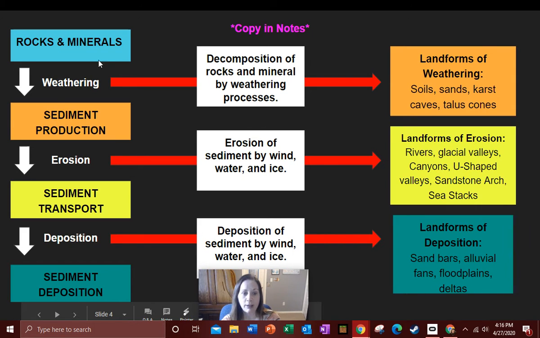So go ahead and copy this chart into your workbook. This will be helpful for you to have as a reference to look back at. When you're done, just go ahead and unpause the video.